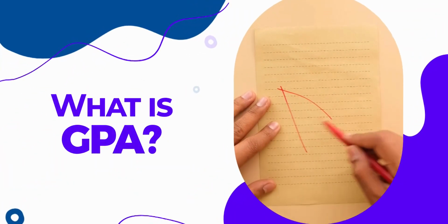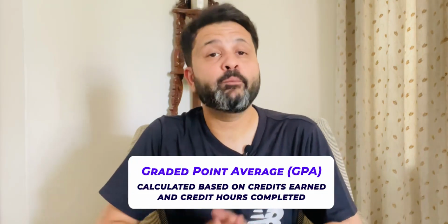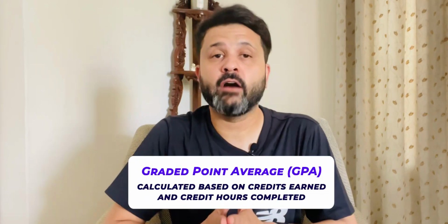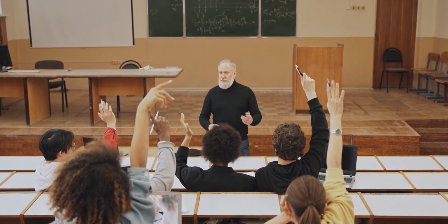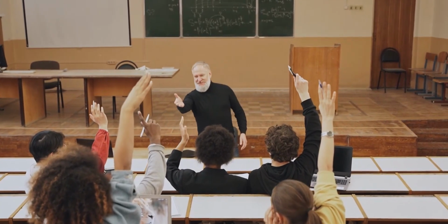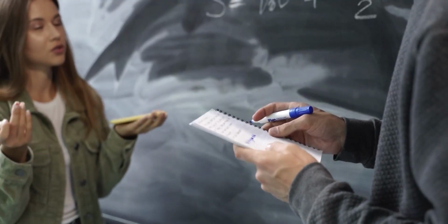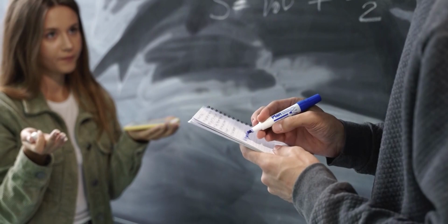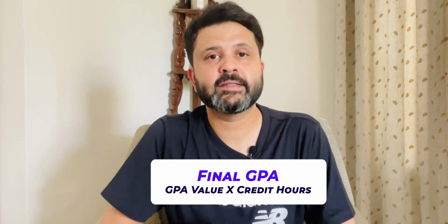Before we start, let us understand what is GPA. So this is one term you will hear quite often in Canada. GPA is the grade point average, which is calculated based on credits earned and credit hours completed. Students can earn credits by performing to the satisfaction of the teacher during these hours and successfully complete the course. The credit hours are determined by the faculty and the department at the university. And the final GPA is calculated by multiplying your GPA value and credit hours.